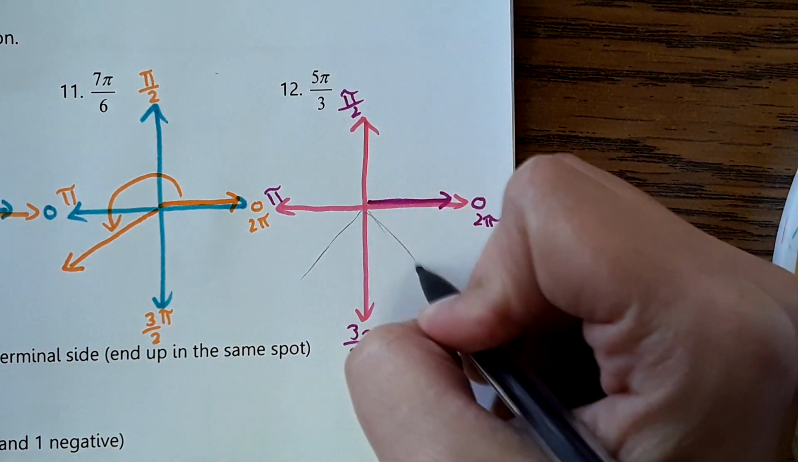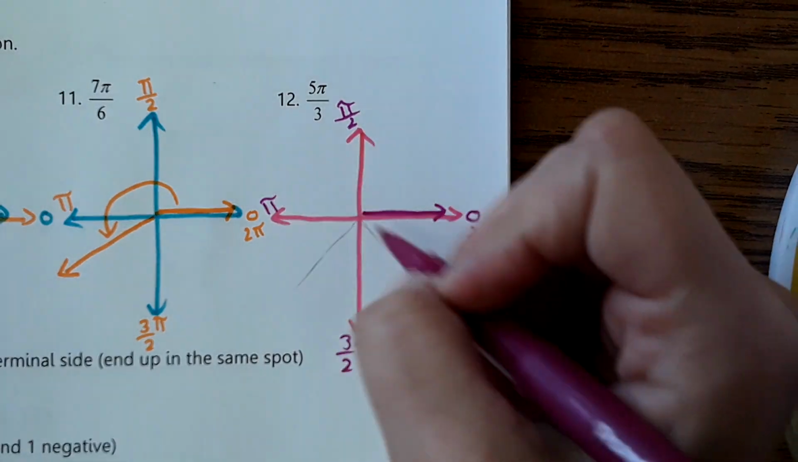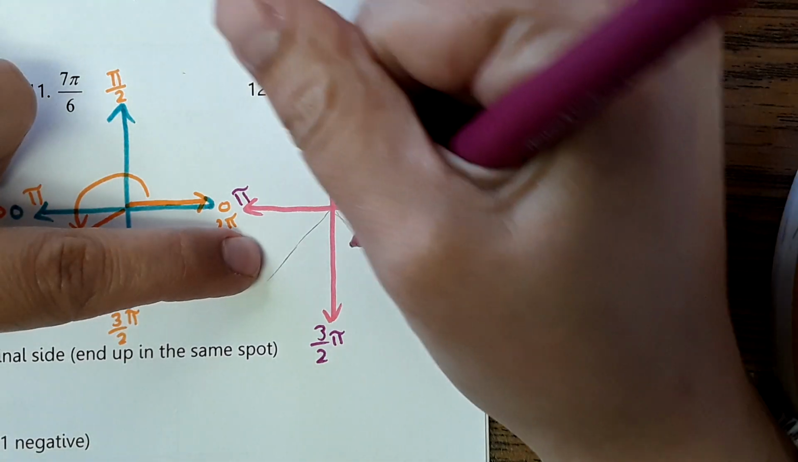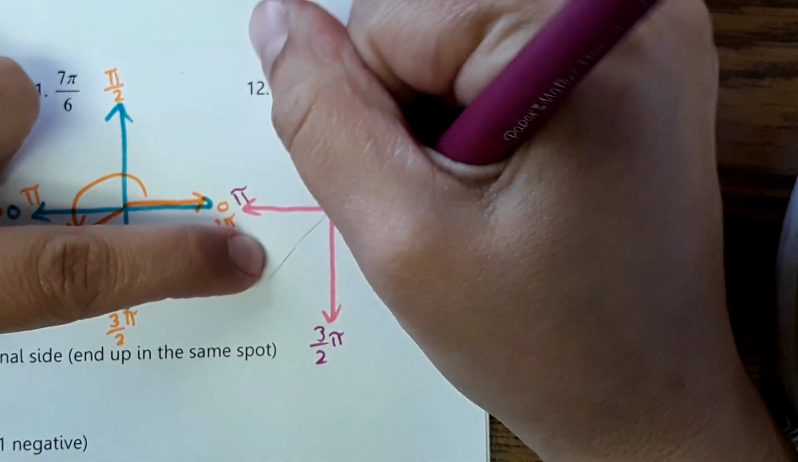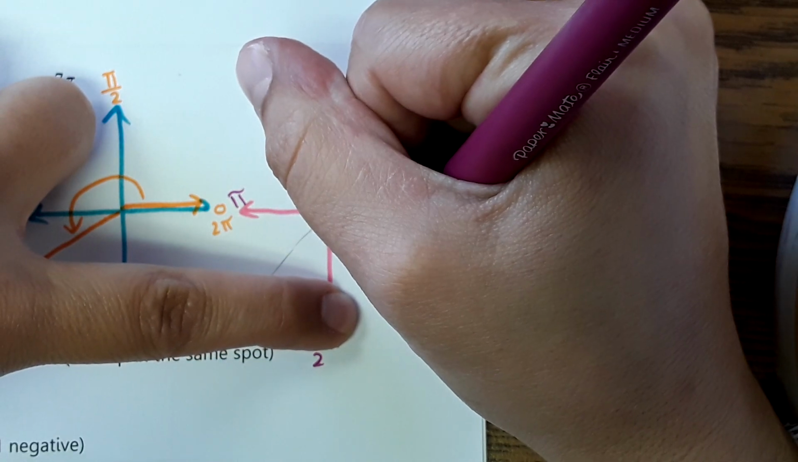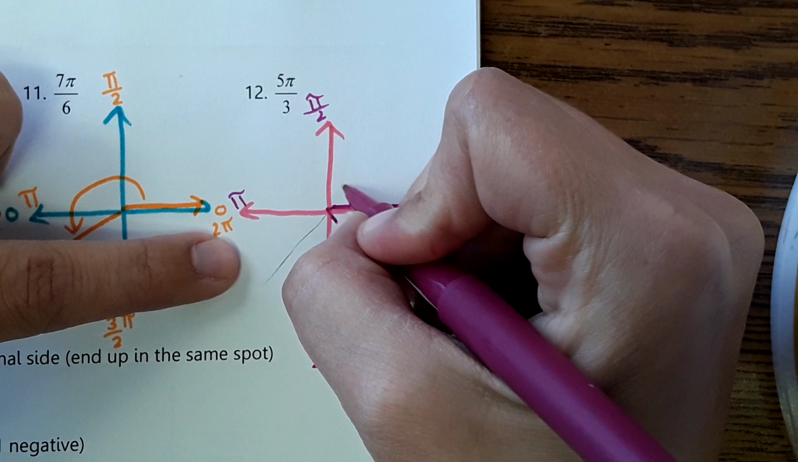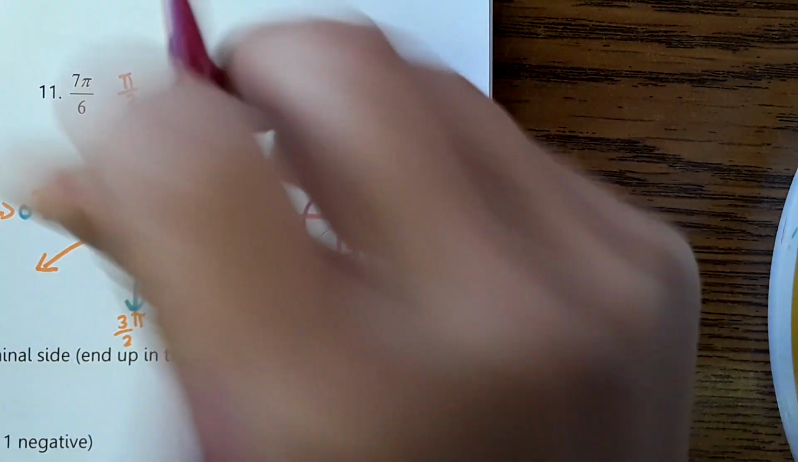Broke it into 3 parts. So we got 1 part, 2 part, 3 part. Then this would go right here. 5 parts. And it goes all the way around this way. I just made your brain think even harder. Okay.